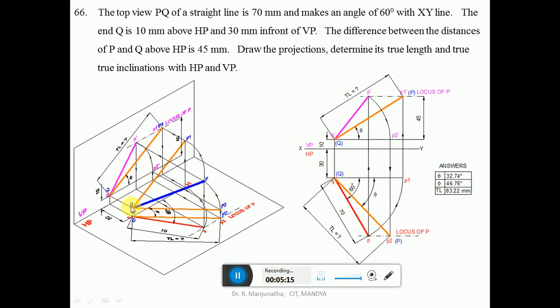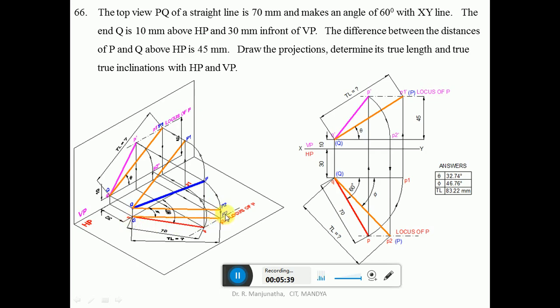So here, with Q as center, take the radius of QP and draw an arc such that Q is above HP by 10 mm and P also above HP by 10 mm. That means when you look from the front view, both Q and P2 will be above HP by 10 mm. Therefore, the line will be parallel. And when it is projected in the top view, that will lie on QP2.